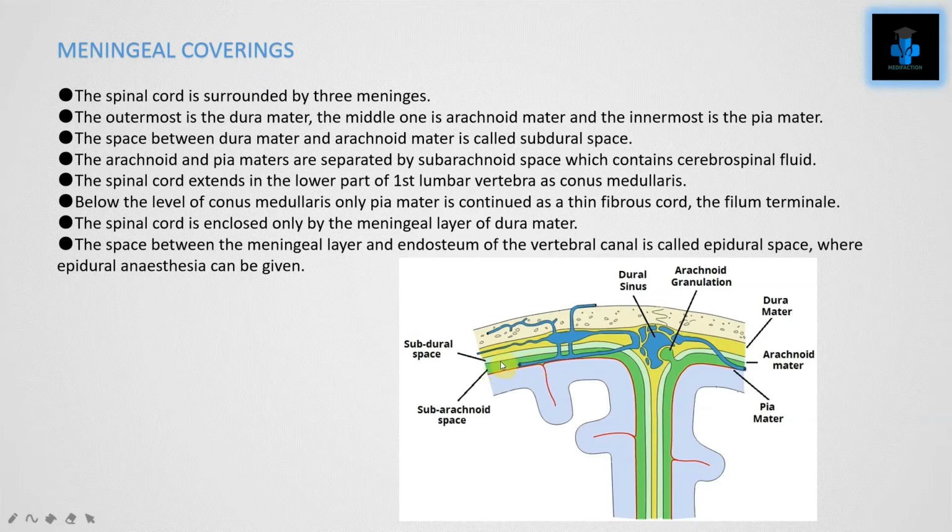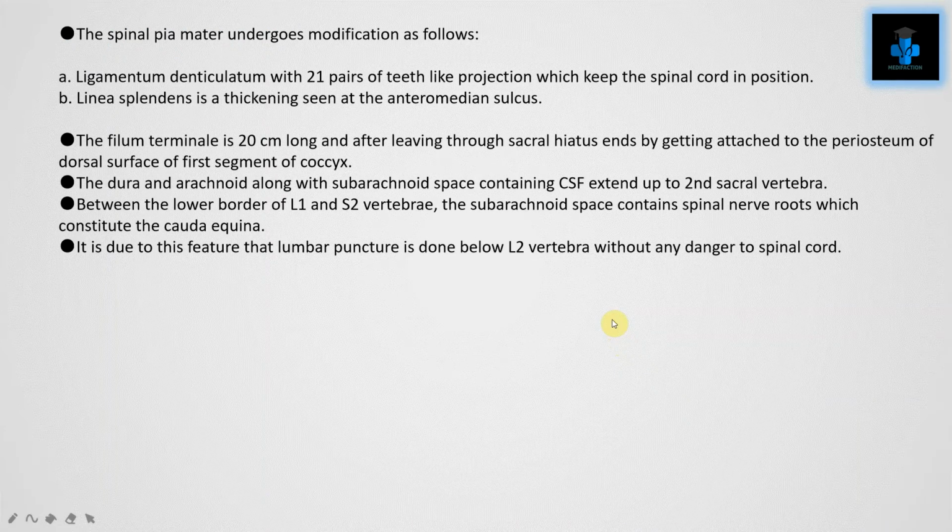The spinal cord extends in the lower part of first lumbar vertebra as conus medullaris. Below the level of conus medullaris, only pia mater is continued as a thin fibrous cord, the filum terminale. The spinal cord is enclosed only by the meningeal layer of dura mater. The space between the meningeal layer and the endosteum of the vertebral canal is called epidural space, where epidural anesthesia can be given.